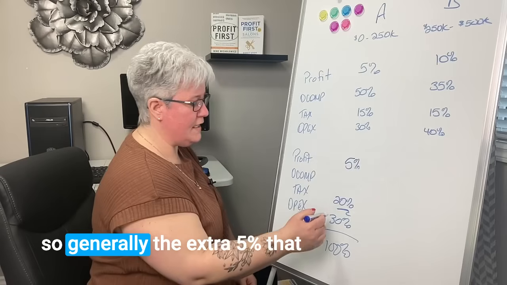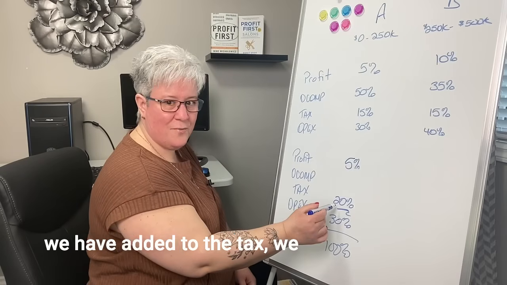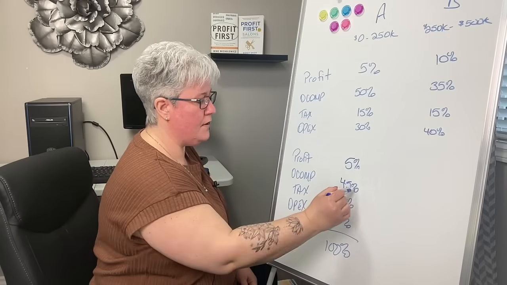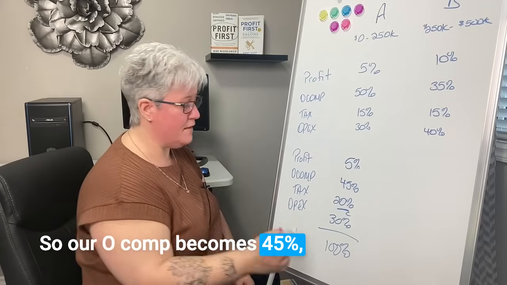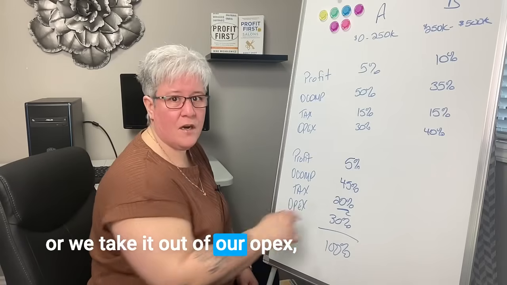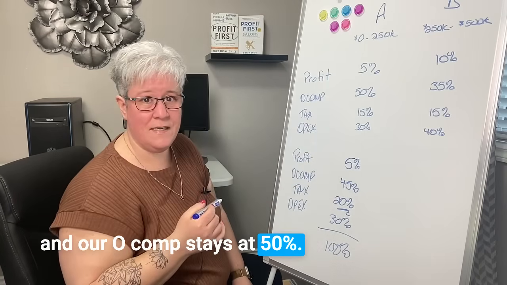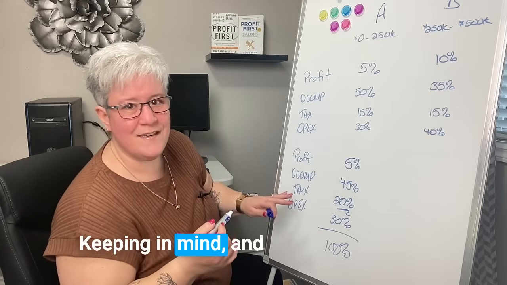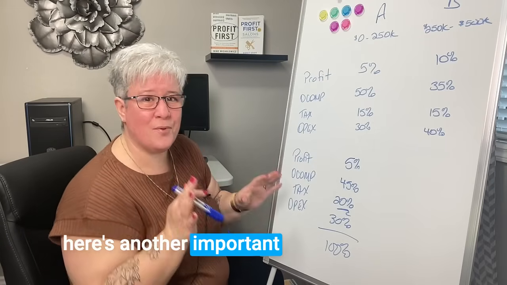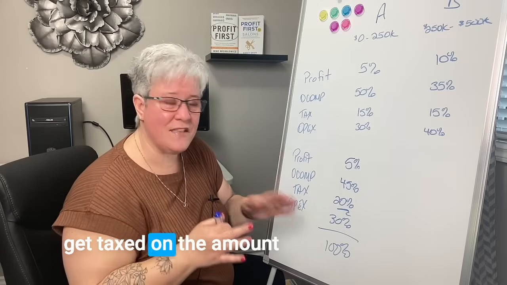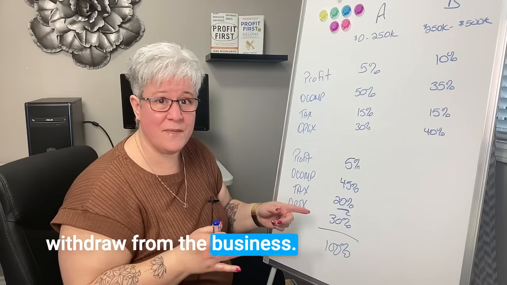And so generally, the extra 5% that we have added to the tax, we either take it out of OCOMP, so our OCOMP becomes 45%, or we take it out of our OPEX, and our OPEX becomes 25%, and our OCOMP stays at 50%. Keeping in mind, here's another important nuance. Because you are a sole proprietor, you don't get taxed on the amount of money you physically withdraw from the business.